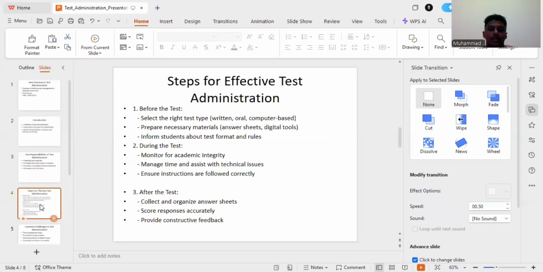For the test, select the right test type: written, oral, computer-based. Prepare necessary materials, answer sheets, digital tools. Inform student about test format and rules. During the test, monitor for academic integrity. Manage time and assist with technical issues. Ensure instruction are followed correctly. After the test, collect and organize answer sheets, score responses correctly. Provide constructive feedback.